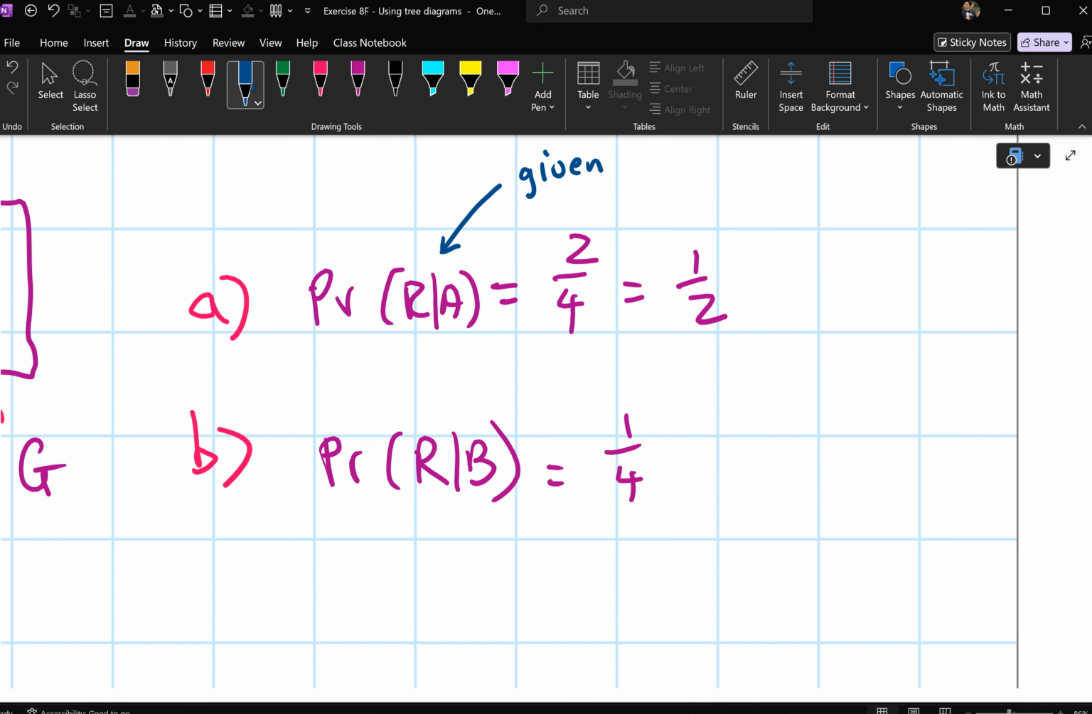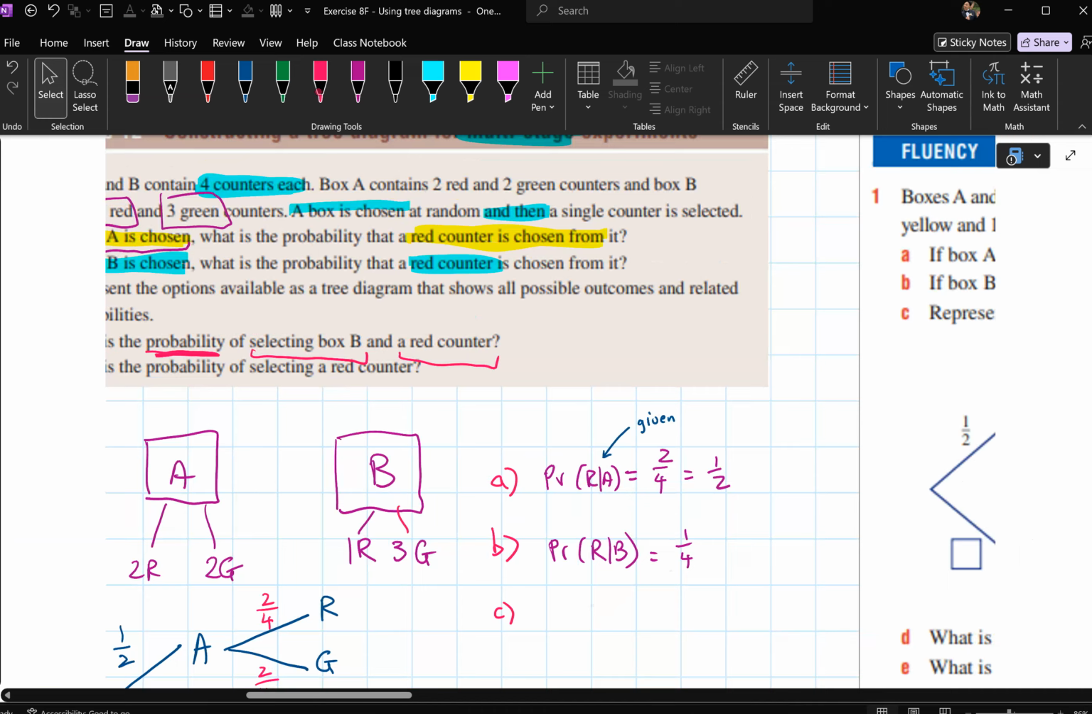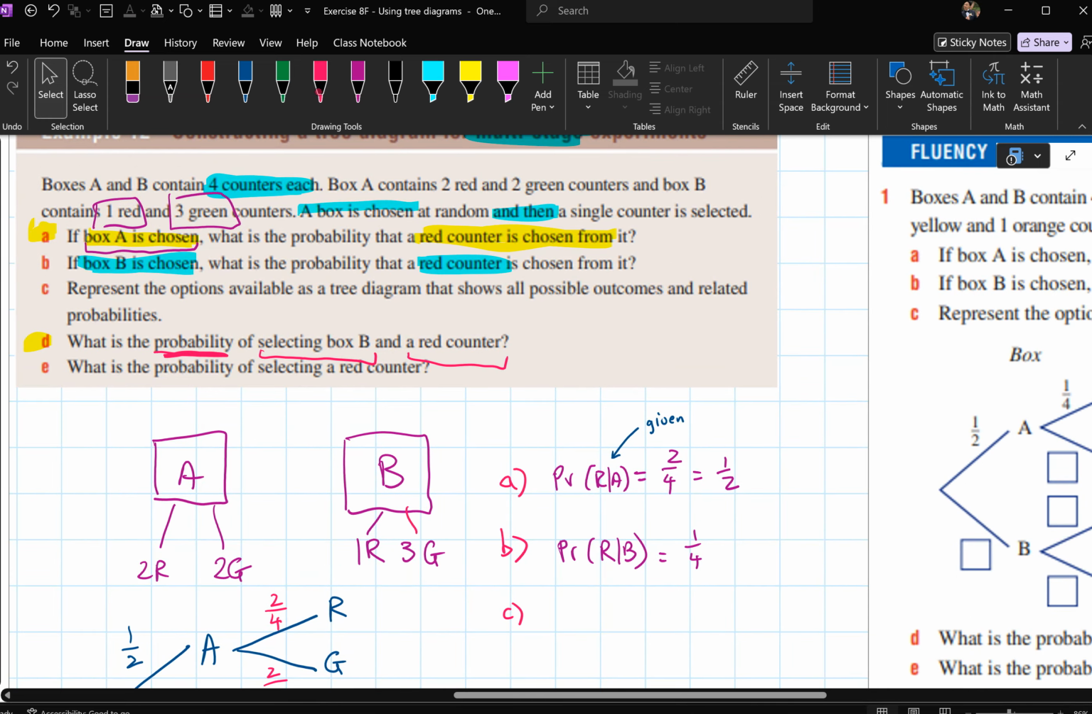That's why it's a given. Okay, it's a given fact. It's a given knowledge that we have. Let's do C. C is asking, represent the options available in the tree. Oh, we already did that. C is over here. And then D we just did. And E, let's have a look.